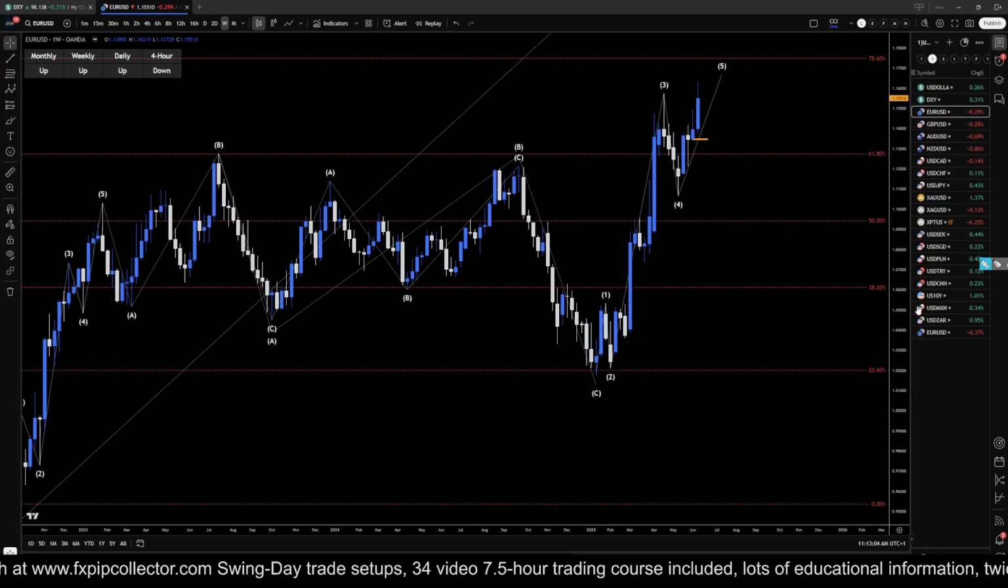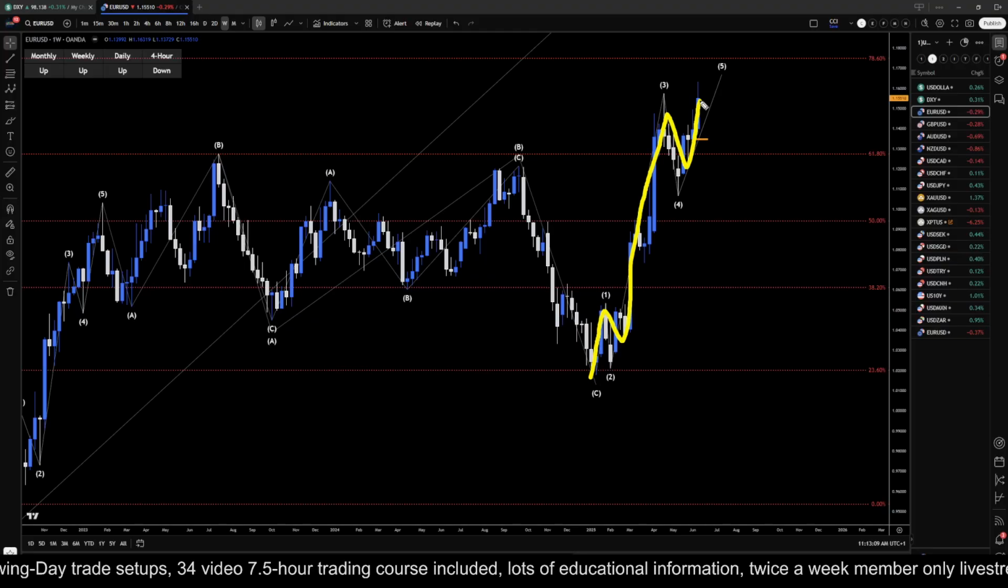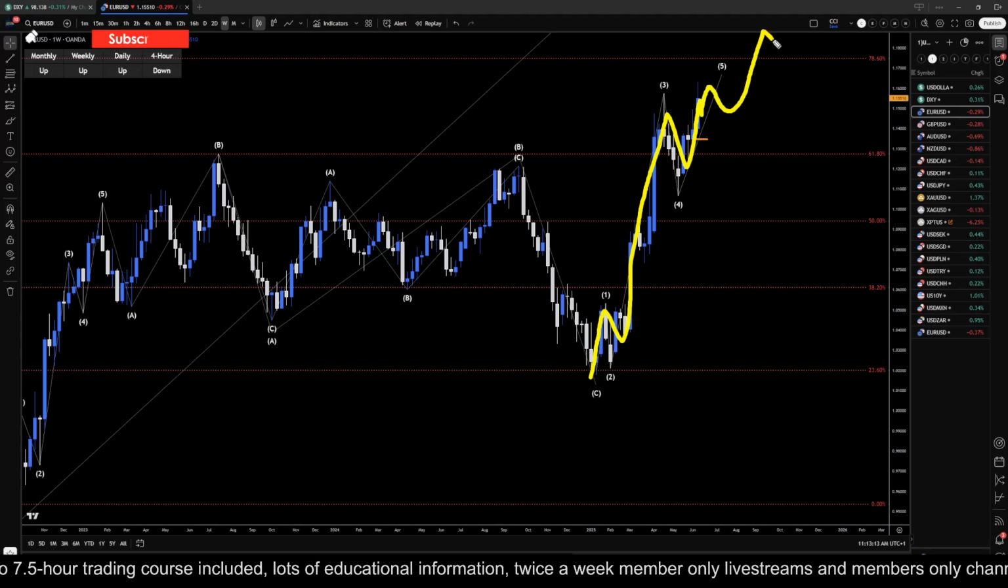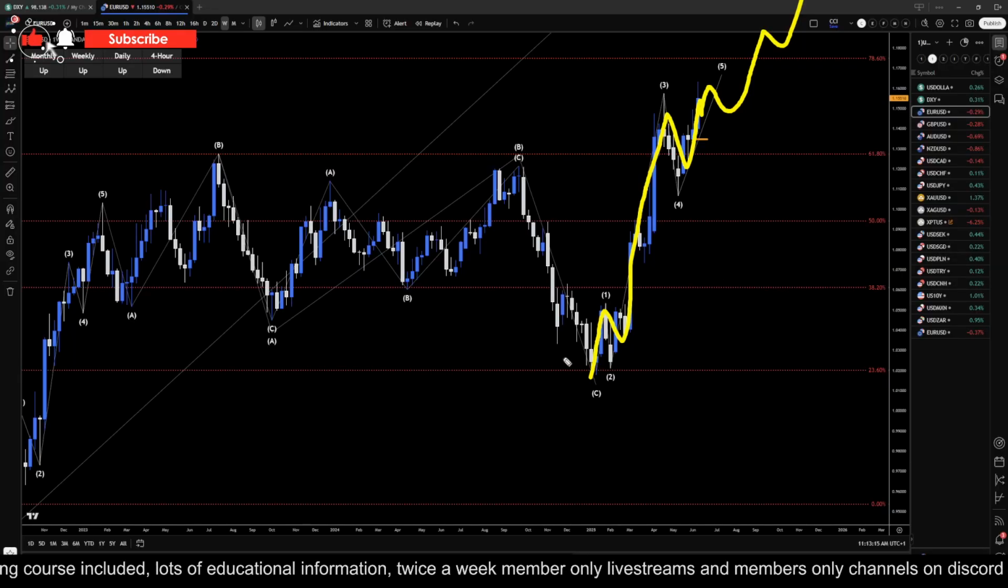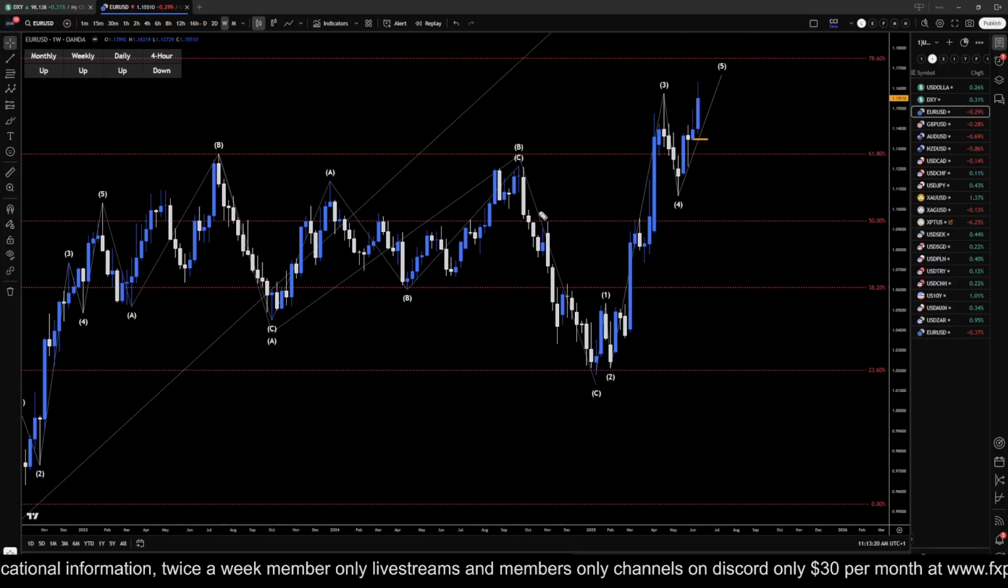Going down to the weekly time frame, we have what looks like it could possibly be five waves up. But it could also just be a subdivision of this trend that we're seeing on the monthly. So just because you see five waves, definitely doesn't mean that the trend is over. So the weekly is definitely still in an uptrend for sure.